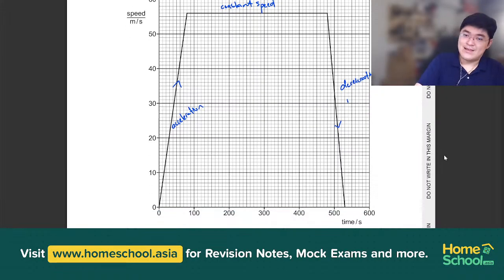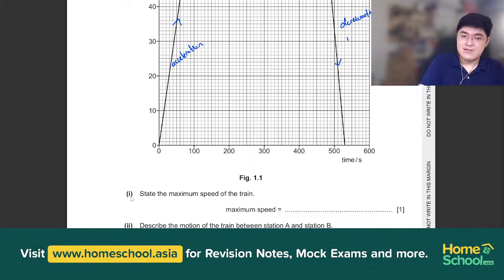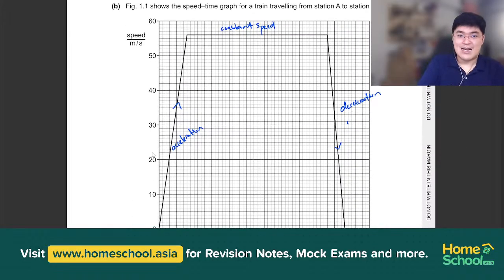Okay, right, let's take a look here. For 1b part 1, we are to state the maximum speed of the train. Maximum speed is basically the highest point where this line is drawn. And you can see, in this graph, the highest point, the greatest value of this graph, is at this constant speed area over here. So for this, let's find out what's the greatest speed.